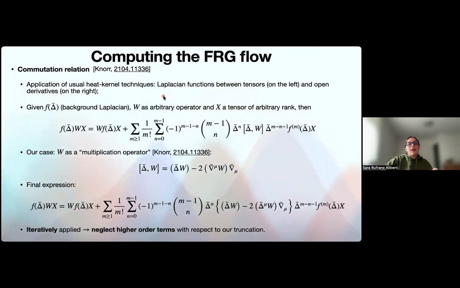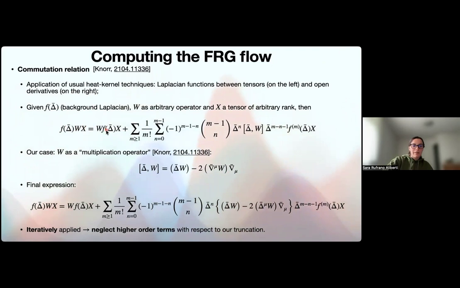That's because actually we can apply the usual heat-kernel techniques only when the Laplacian functions are in between tensors appearing on the left and open derivatives appearing on the right. So, in general, if we have a general function of the background Laplacian, W, which is an arbitrary operator, and X, a tensor of arbitrary rank, then in order to get a suitable form for applying the usual heat-kernel techniques, we need this f of the Laplacian, this function, in between W and X.